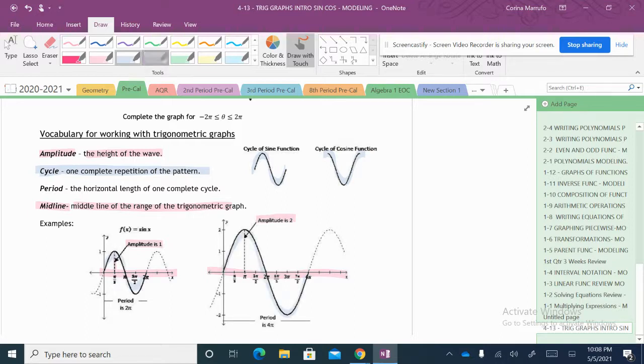Okay, and a lot of the times they'll ask you, well, what's the period? Okay, well, the period is how long does it take to complete that one cycle. So here from 0 to 2 pi is how long it took them to complete one cycle. Here from 0 to 4 pi, that's how long it took them to complete one cycle.